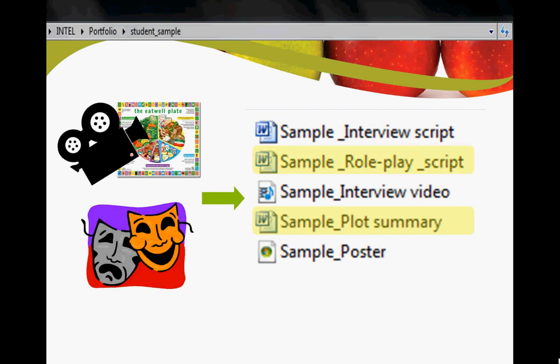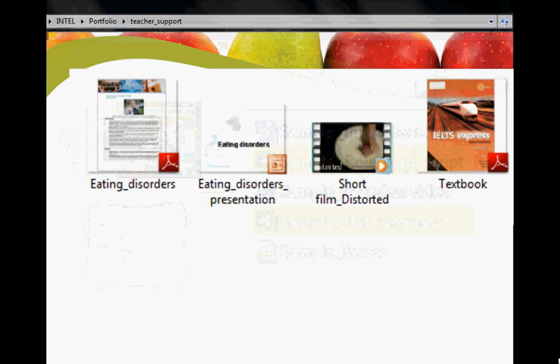As for the teacher's support, I have included in the folder the course book, some reading materials, a short film. There is a PowerPoint presentation on eating disorders with suggested causes and effects. These materials will be very helpful in teaching and monitoring the students' work.